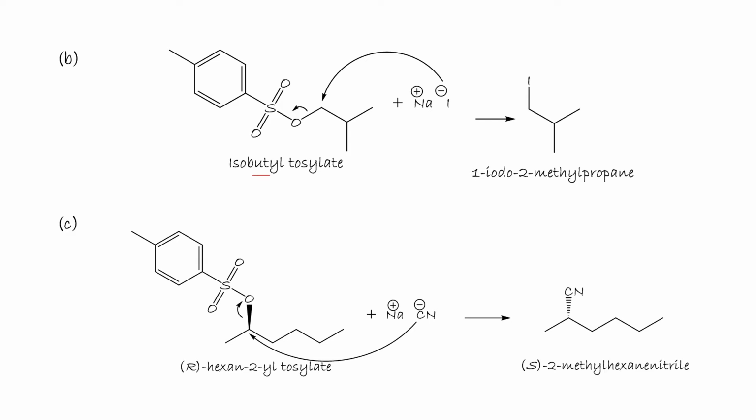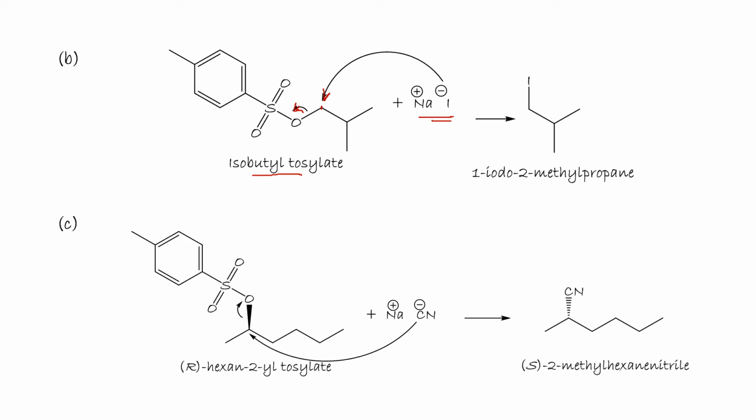Reaction of isobutyl tosylate with sodium iodide. Here the iodide is a nucleophile more than a base, so it will attack via SN2 on this carbon, kicking the tosylate out to form 1-iodo-2-methylpropane.